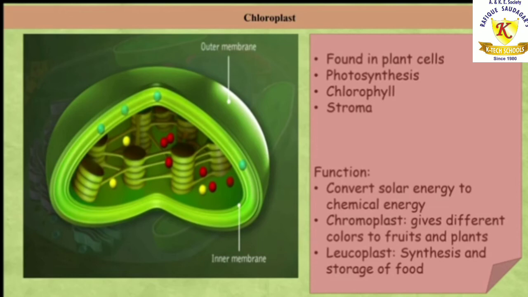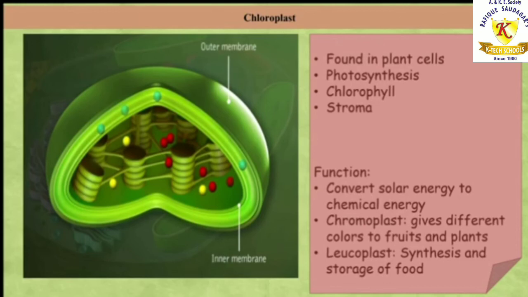So let's see the functions of chloroplast. Chloroplast converts solar energy to chemical energy, that is food. Chromoplasts give different colors to flowers and fruits. And leucoplasts are involved in the synthesis and storage of food like starch, oils and proteins. So, mitochondria and plastids can produce proteins as well as replicate themselves as they have their own DNA and ribosomes.